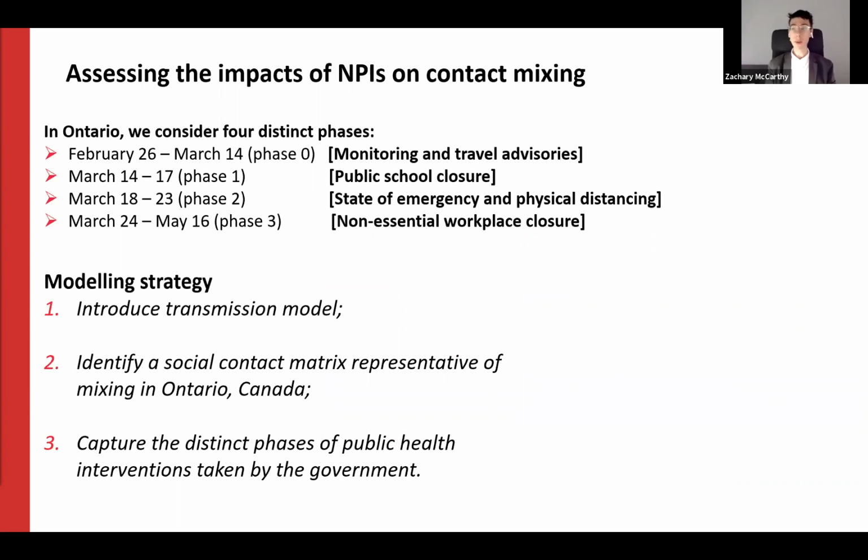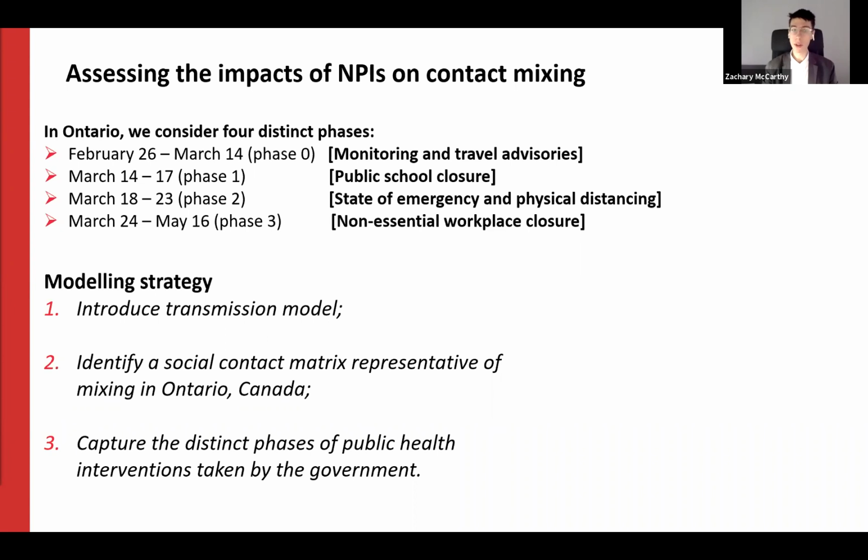The specific measures that were put in place in Ontario we really break down into 4 distinct phases. So monitoring and travel advisories. There was a public school closure in the province. Following is a state of emergency and distancing advisories. And later is a non-essential workplace closure, more representative of what you may think of as a so-called lockdown. The strategy for our work really breaks up into 3 segments.